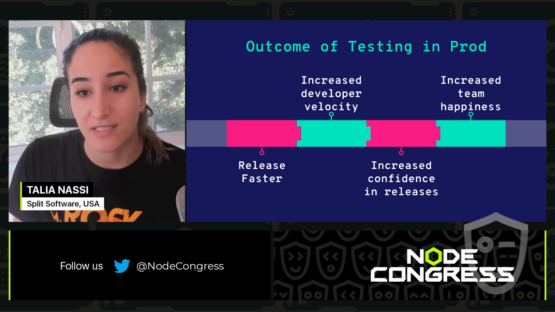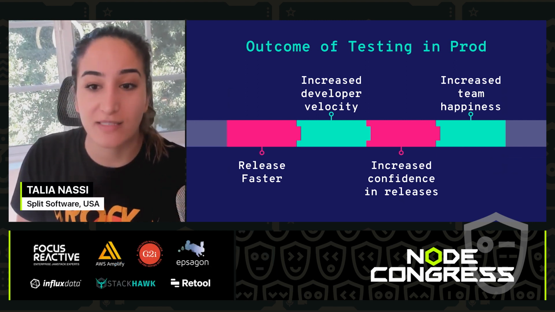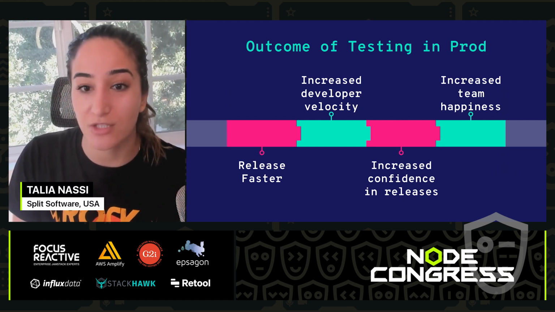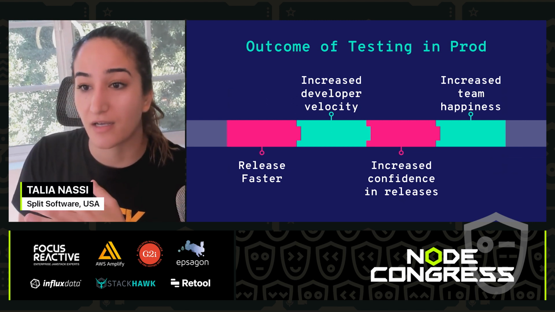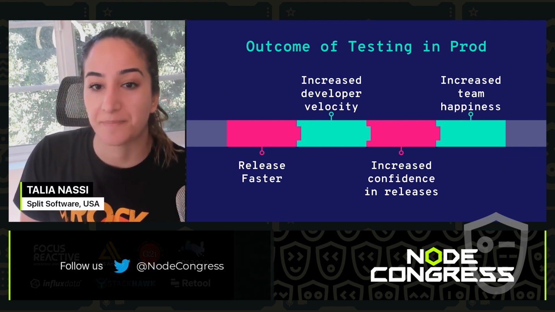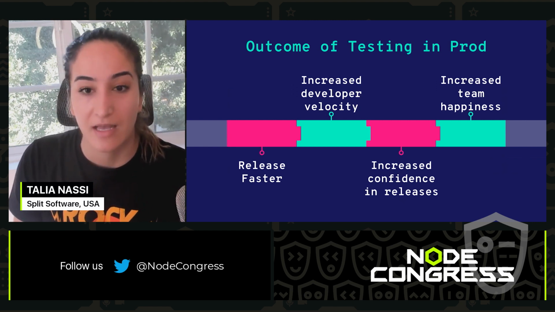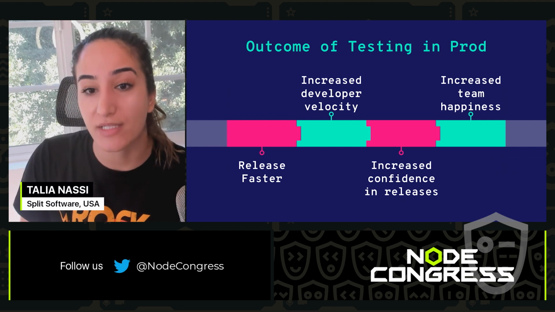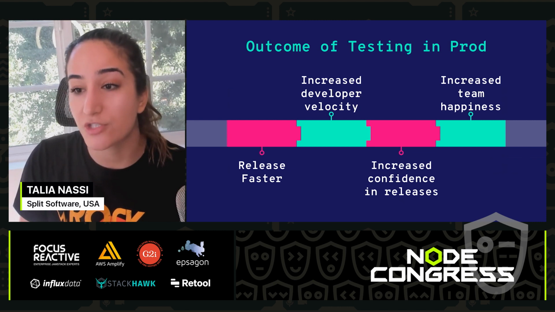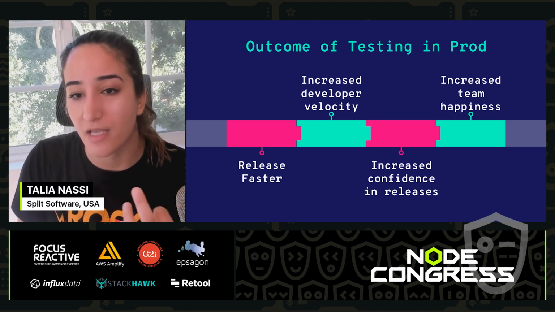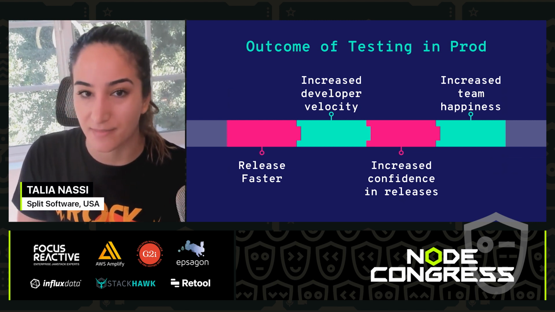And the outcome of testing in prod is you can release faster because you just press a button and your feature is released. You don't have to go through an entire release cycle because your code is ready. You just separate deployment from release. And the next thing is that you have increased developer velocity. So your developers spend more time creating new features and less time fixing bugs. And this just leads to increased confidence and increased team happiness.